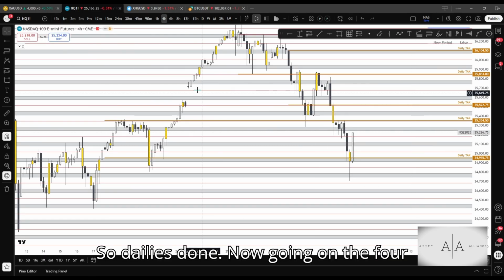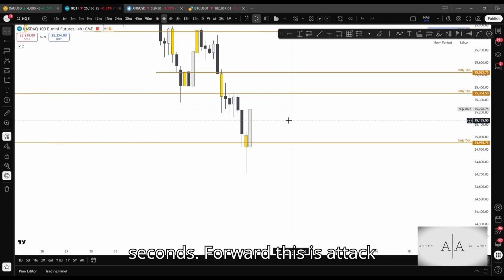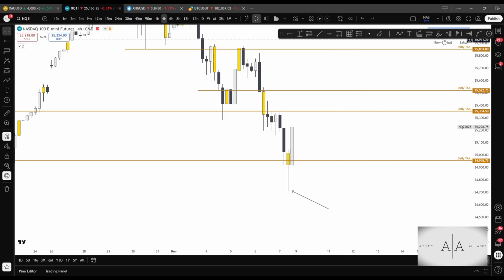So daily's done. Now you can go on the 4-hour. Let's take off the IPDA Aimbot for 2 seconds. 4-hour. This is a tack low. So tell yourself that you're bullish from here.